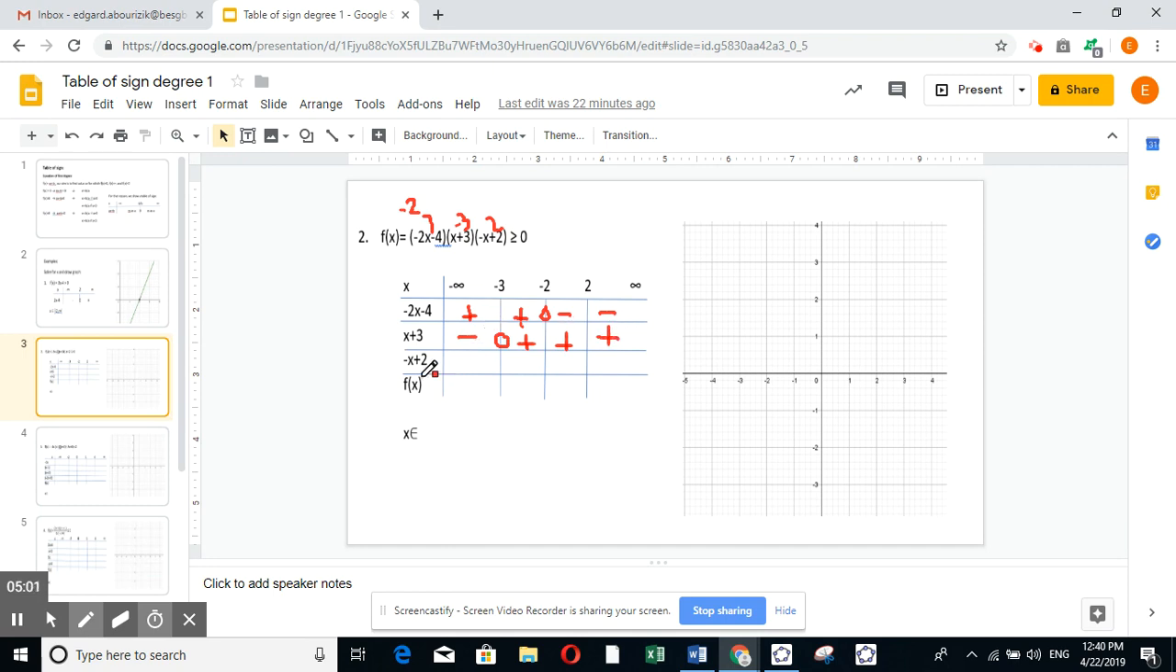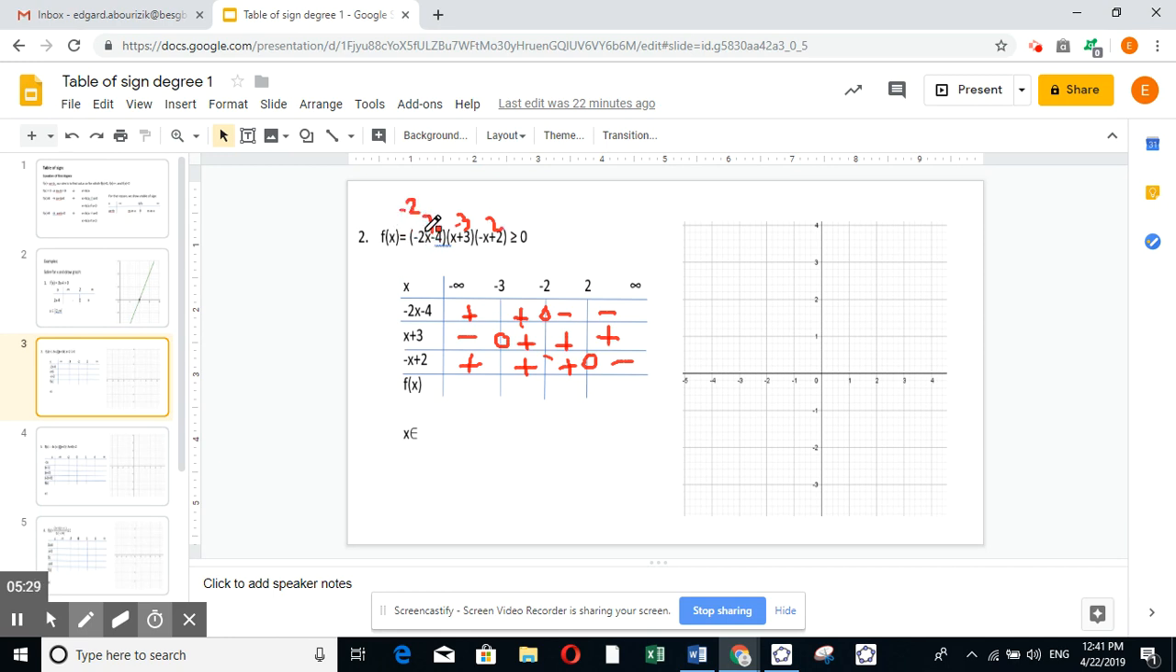And the last one, you have minus x plus 2. The root here, sorry, it's 2. So minus x plus 2 is 0, minus x equals minus 2, so x is 2. Coefficient of x is negative, so opposite sign, always opposite, as we said in the property. Then here positive, then negative.